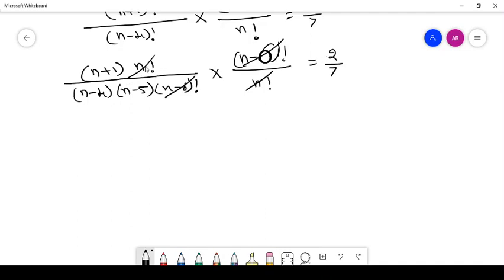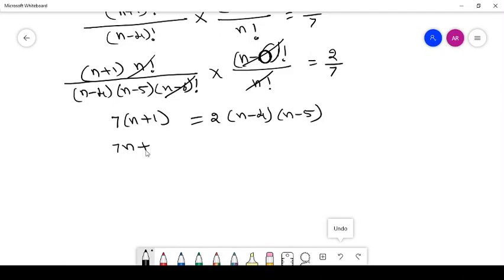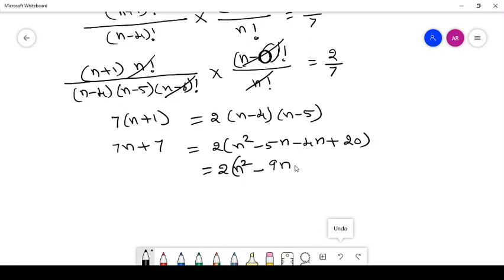By cross multiplication, this can be written as 7 into (n+1) is equal to 2 into (n-4) into (n-5). 7n plus 7 ones are 7 is equal to 2 into n square minus 5n minus 4n plus 4 fives are 20, so 2 of n square minus 5n minus 4n, that can be written as minus 9n plus 20.